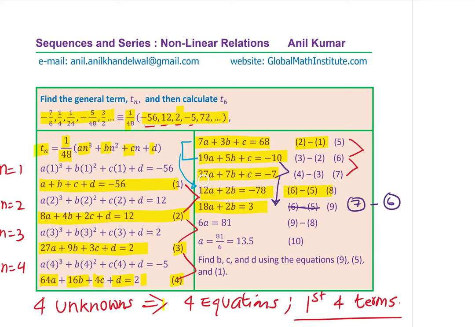So 37 minus 19 is 18. 7 minus 5 is 2. Minus 7 minus of minus 10 gives you 3, correct? So that is how you get the equation, which is numbered as 9, 18a plus 2b equals 3. Is that clear to you, right?